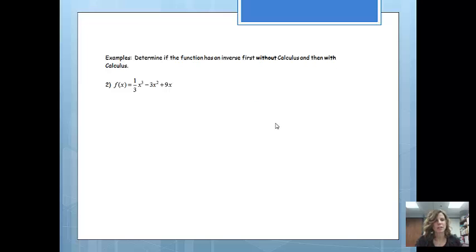All right, let's look at some examples. We are going to determine if the function has an inverse first without calculus and then with calculus. The first thing we're going to do on this one is go ahead and graph it, because if I'm not using calculus, I would like to see if it passes the horizontal line test. If you want to grab your graphing calculators, that would be fine. I'll give you a minute to type it in if you would like to.